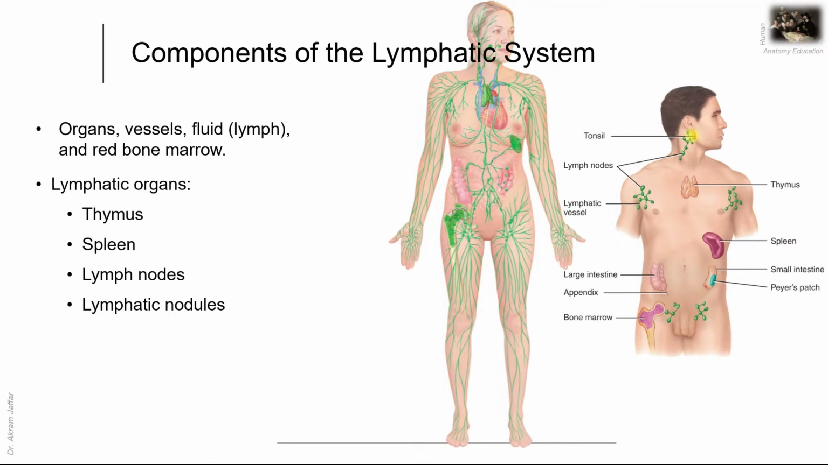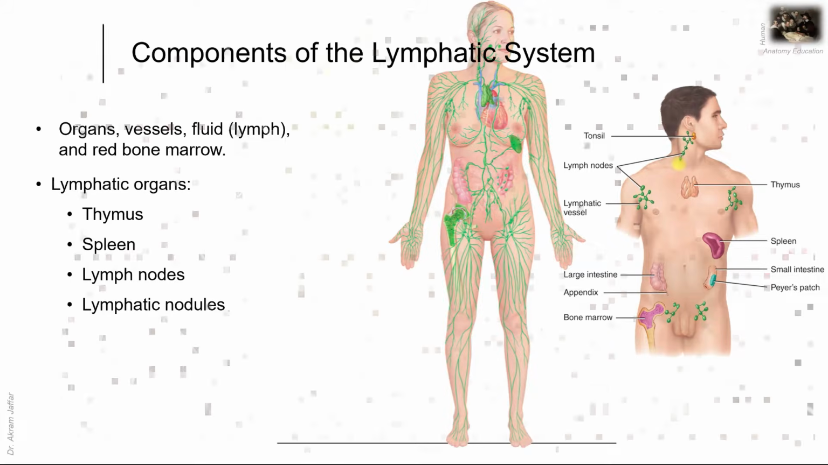The lymphatic system consists of organs, vessels, red bone marrow, and the lymphatic fluid. Actually, the lymph is similar to the interstitial fluid, and the term lymph means clear fluid. The lymphatic organs consist of the thymus, the spleen, the multiple lymph nodes, as well as the lymphatic nodules that are present in the wall of the small intestine or in the large intestine and the appendix and in the tonsils and many other places in the body.